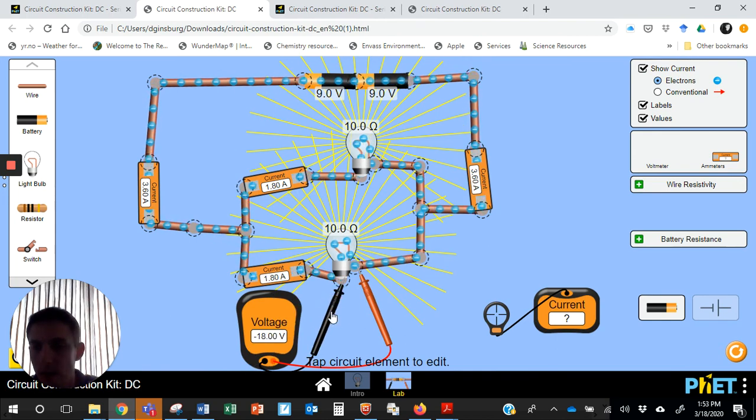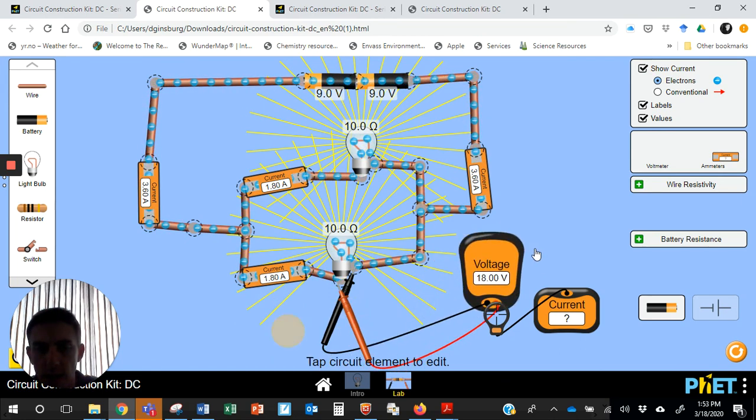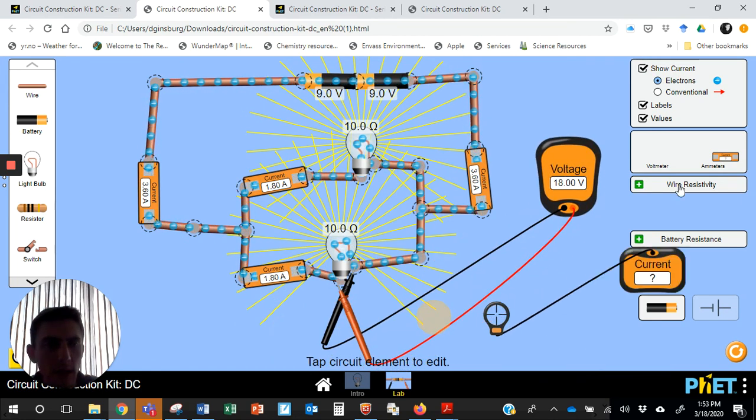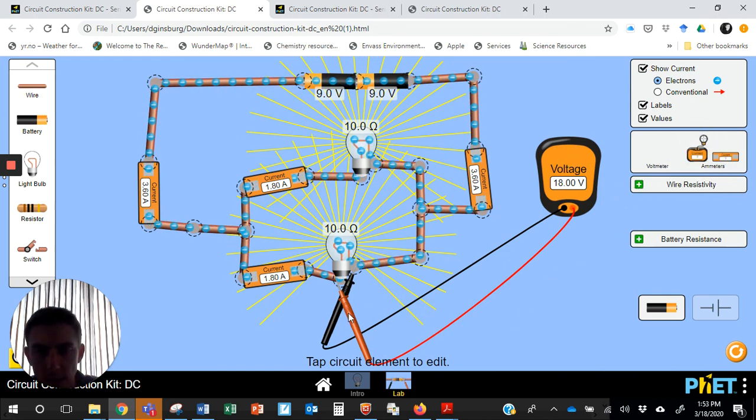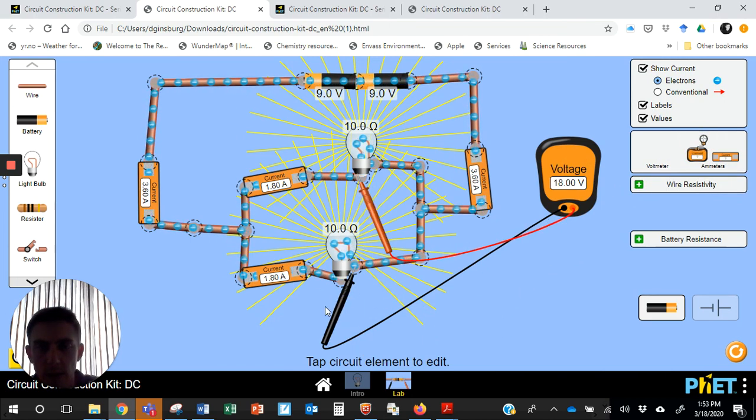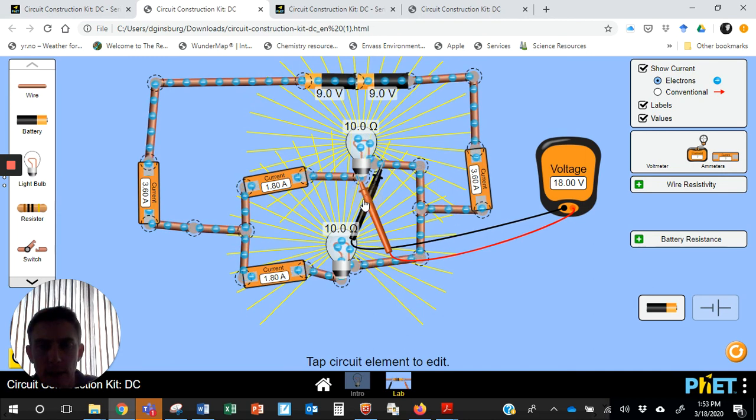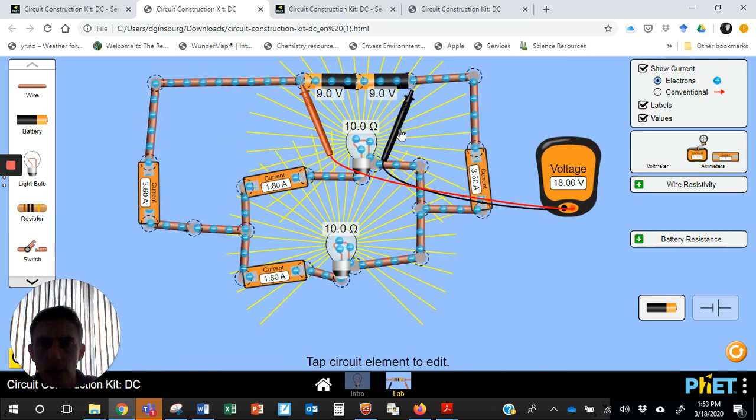But here, let's have a look at the potential difference across this bulb. It's 18, minus 18 because I've connected the terminals the wrong way around. All right, so positive 18 is the value across the bottom bulb, and across the top bulb is 18. If I connect the voltmeter across the battery of 2 cells, it's also 18.